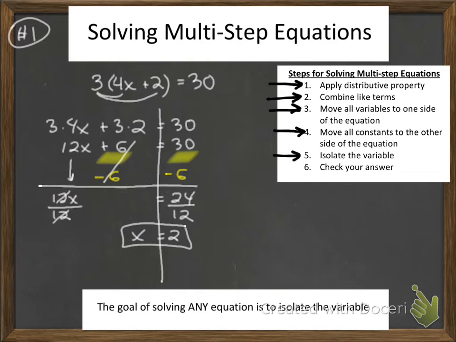So the last step of this is to check our work. Okay, so let's go back to our original equation. We have 3(4x + 2) = 30. So in place of x, I am going to write a 2, and I'm using parentheses around my variable just to maintain the fact that the 4 and the x are being multiplied by each other. So it's going to be 4 times 2. So now we have 3(4 times 2 + 2) = 30.